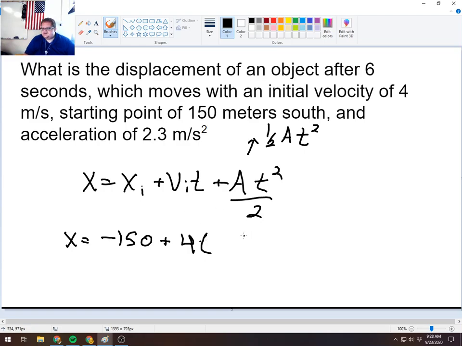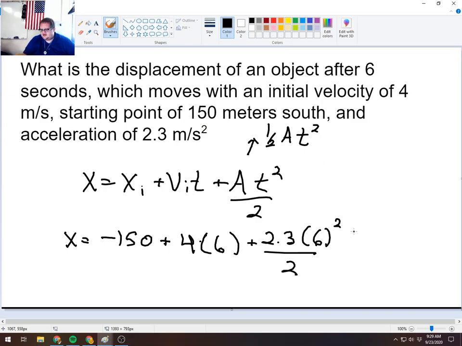Times my time is 6 seconds, plus my acceleration is positive 2.3 times my time, still 6 seconds, squared divided by 2. So at this point, it's just calculator work. Hopefully you know how to put this into the calculator. If you don't, I'll be happy to help you. Negative 150 plus, in parentheses, 4 times 6, plus, in parentheses, 2.3 times 6 squared, divided by 2, or times 1/2, which is the same thing.